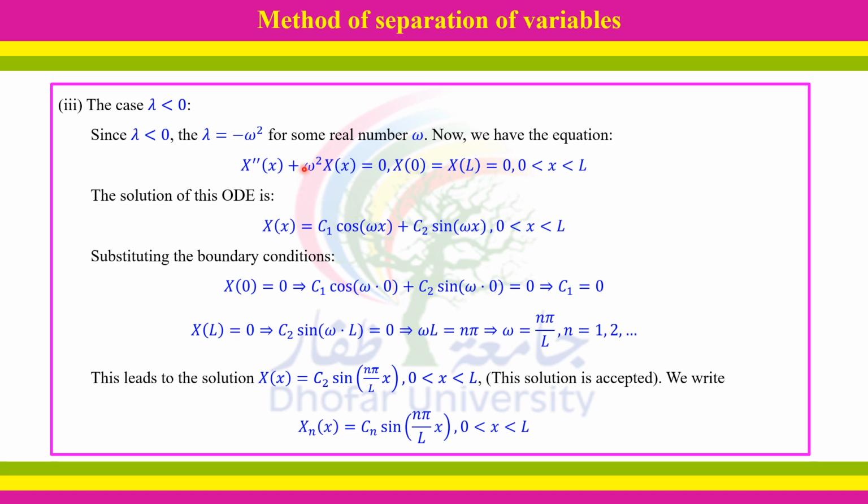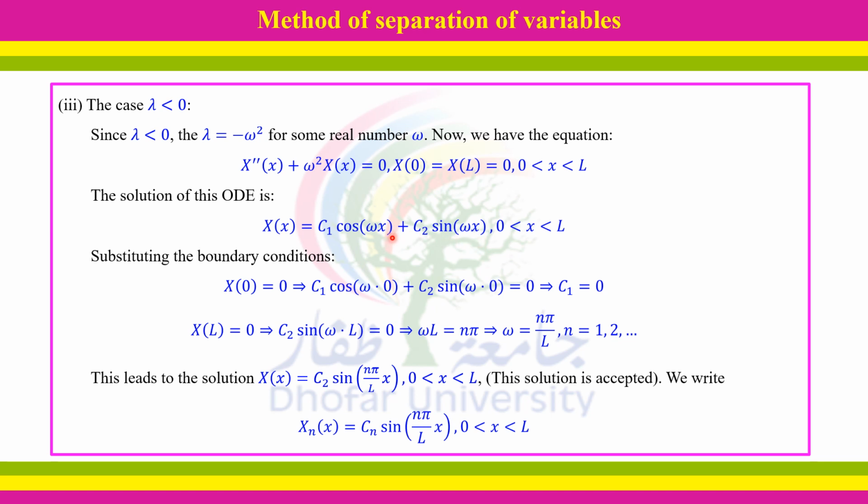Now the solution of this differential equation from the first course is written in terms of the sine and cosine, because the two linearly independent solutions are the sine and cosine functions. So we write X(x) equals c1 cosine(omega x) plus c2 sine(omega x).